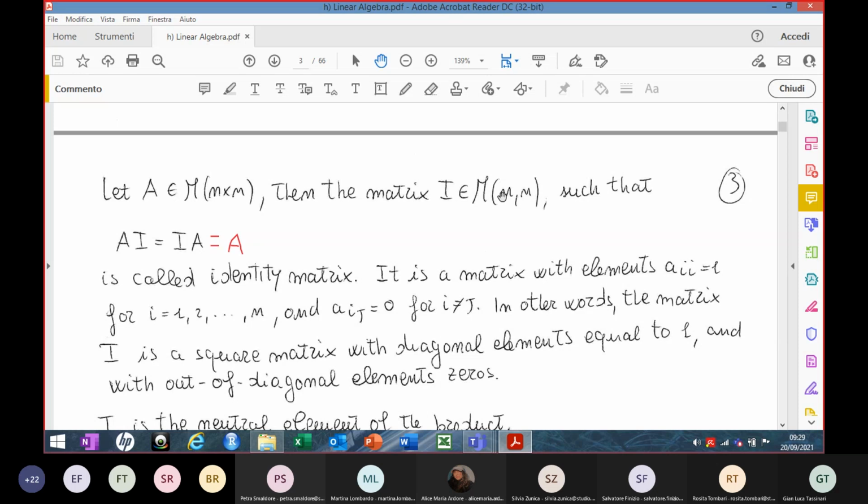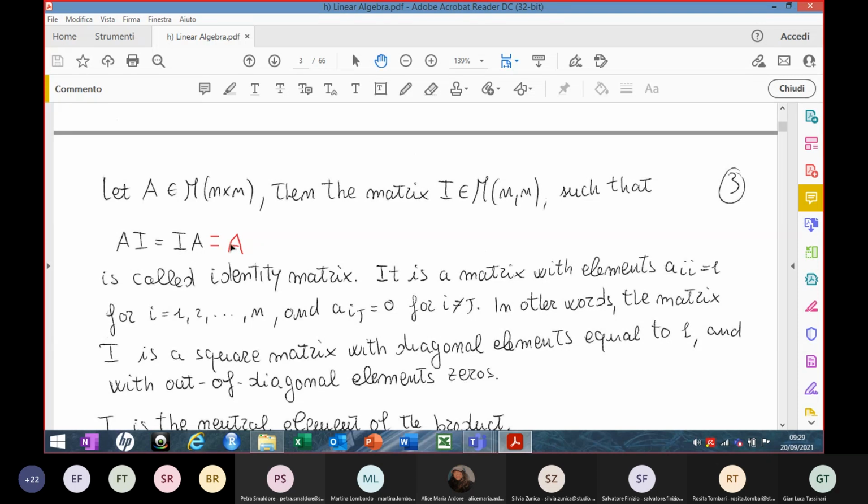is called the identity matrix. In particular, can you do the product between A and I? Yes, because you see, this is a square matrix of order n, and this is a square matrix of order n. So this n is obviously equal to this one, so the product is feasible. Then the result is a matrix of dimension the number of rows of this one times the number of columns of this one. If you do this product, you get that A times I is equal to I times A, which is equal to A.